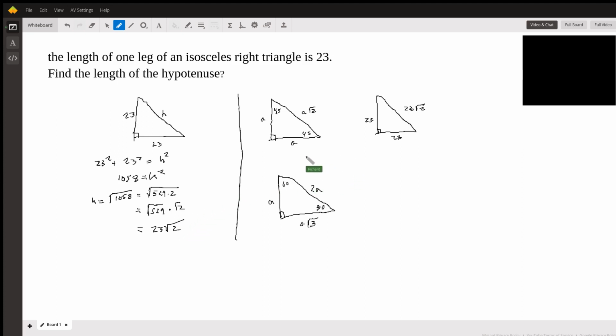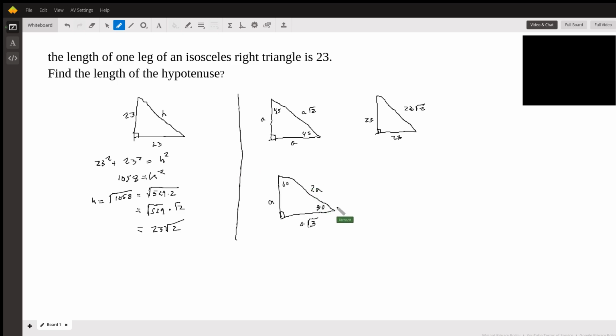The short way, I think you'll like better, and that's to memorize your special right triangles. Here's the isosceles right triangle. If that leg is A, that leg is A, the hypotenuse is A root 2. And here in our problem, we had a leg of 23, a leg of 23, which tells me the hypotenuse has to be 23 rad 2. So that's the quick way, and that's how I knew how to get through this so quickly and easily.